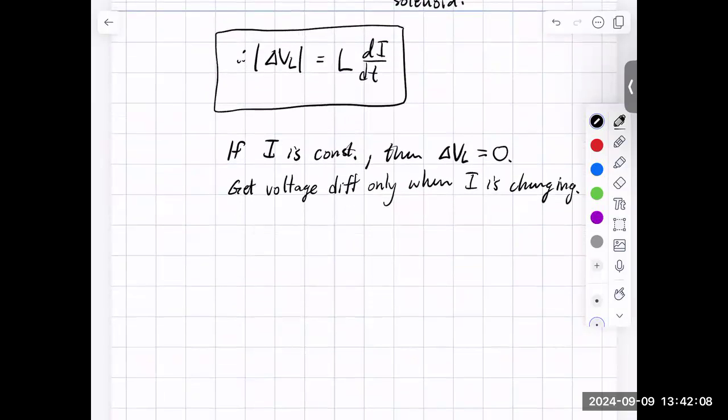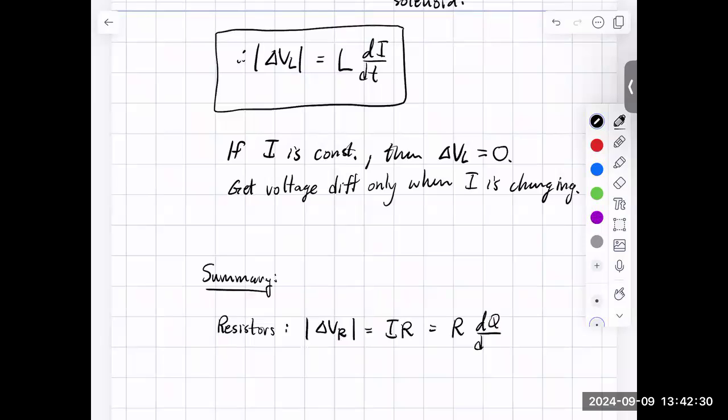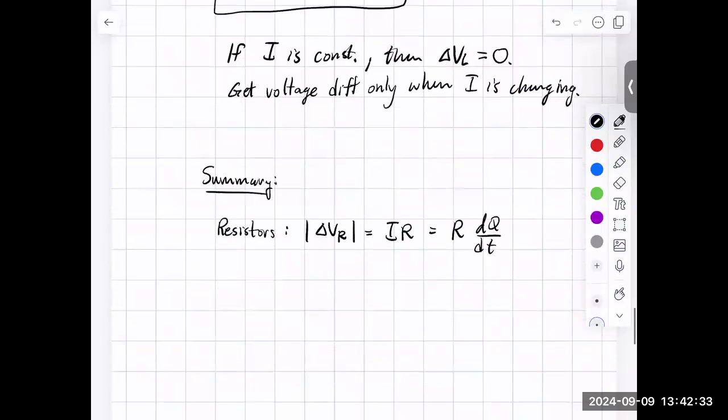So let's just do a little summary. Resistors: delta VR is equal to I times R, which is R dq dt. Capacitors: delta VC was Q over C. So let's write it as 1 over C times Q.